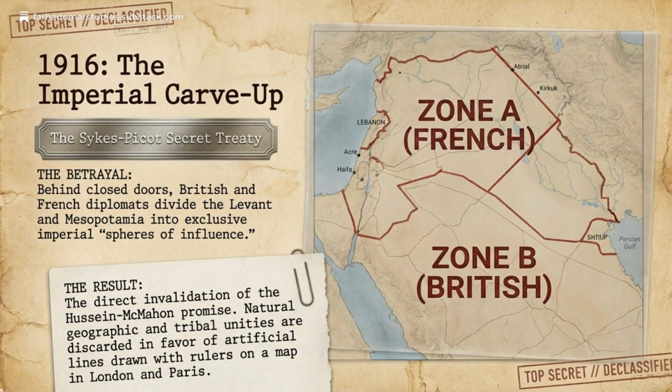In 1916, the Sykes-Picot Secret Treaty invalidated the promise of Arab independence. British and French diplomats divided the Levant and Mesopotamia into exclusive imperial spheres of influence, disregarding natural geographic and tribal unities for artificial lines.